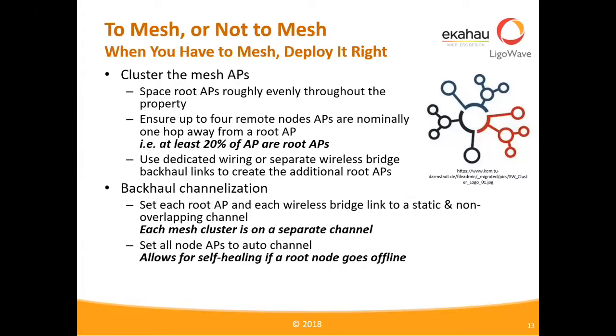If that root AP should happen to go down, you're not losing the entire cluster, you're just losing that 1 AP. And then those node APs which are now cut off are going to start scanning around, and they will find another node AP connected to another root, and now they'll be a couple of hops away. So these are the general guidelines for when you have to deploy mesh and you need to design a mesh network. These are the general guidelines that you want to follow.